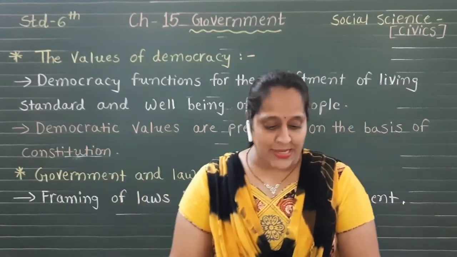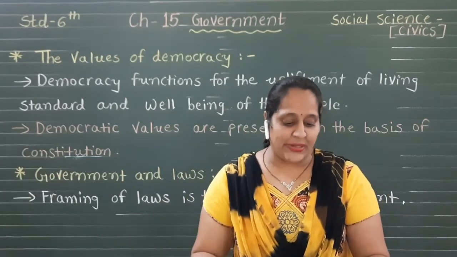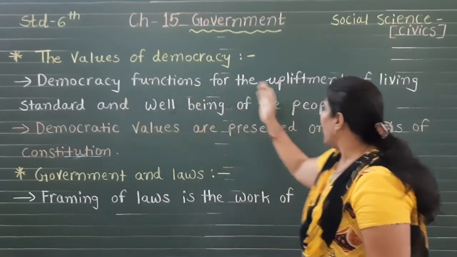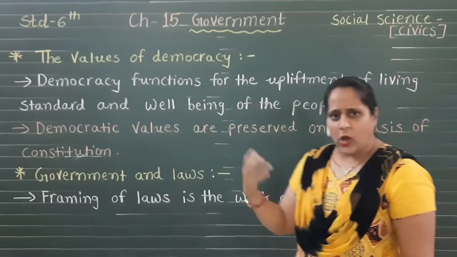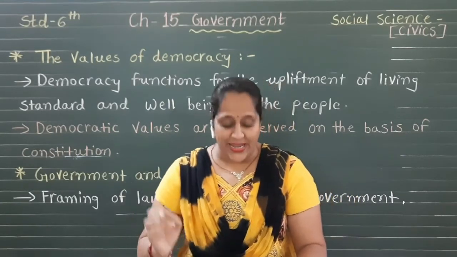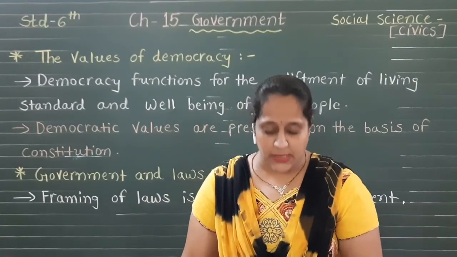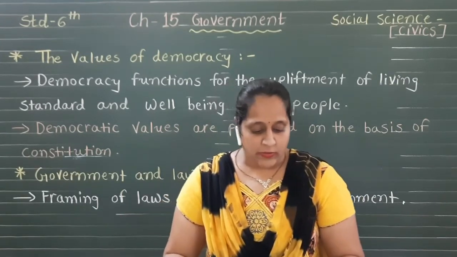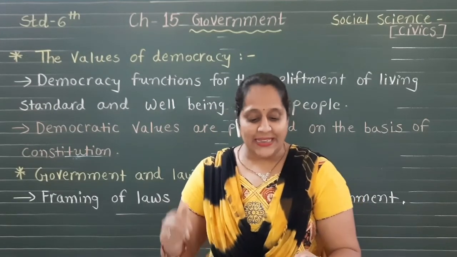We have seen that rule is carried out at different levels, like local level, state level and central level, the national level. If we talk about democratic government, democracy functions for the upliftment of the living standard and well-being of the people or the citizens. So here, people and their needs are kept in the center. Why? Planning for the future, development. The government will launch different types of programs. There are different functions for the future development of the child or of the citizen. Democratic rulers govern so that the people cast their vote in their favor.